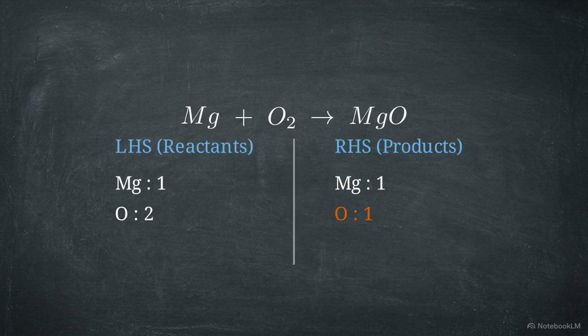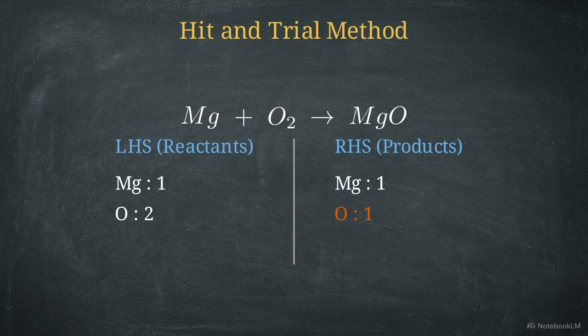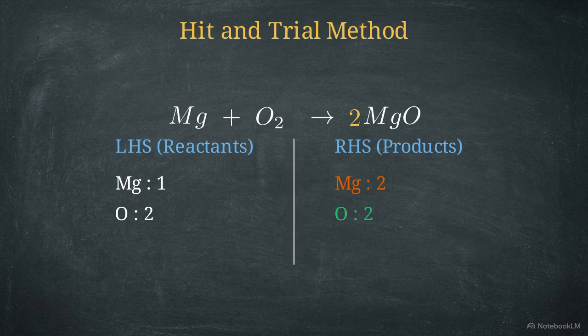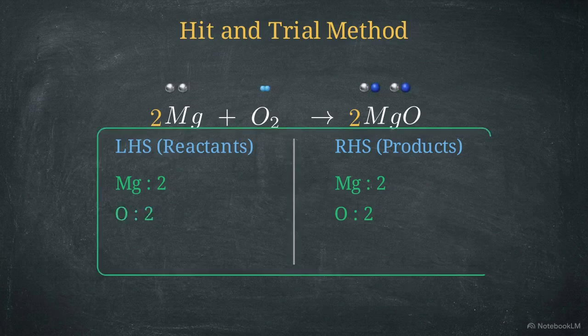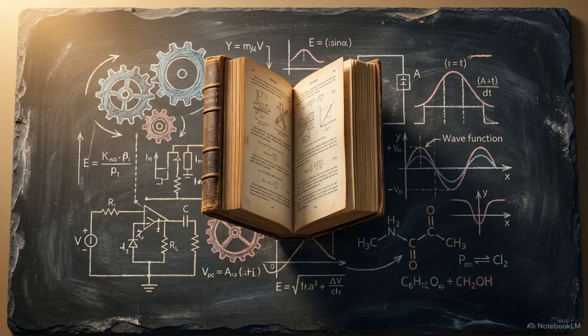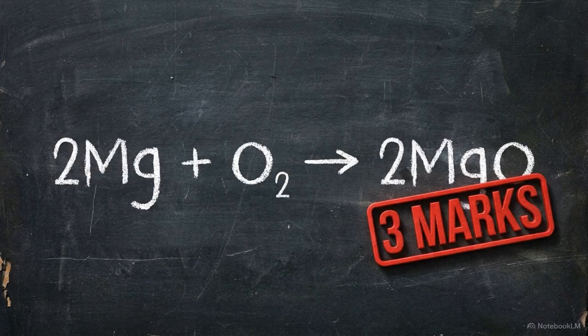Look at our magnesium equation. On the left side, we have 2 oxygen atoms. On the right, we only have 1. An atom cannot vanish. We use the hit and trial method to fix this. By placing a coefficient of 2 in front of the magnesium on the left and a 2 in front of the magnesium oxide on the right, the count matches. We now have exactly 2 magnesium and 2 oxygen atoms on both sides. Balancing equations is a requirement of the laws of physics. Mastering this skill accounts for 2 to 3 marks on the board exam.